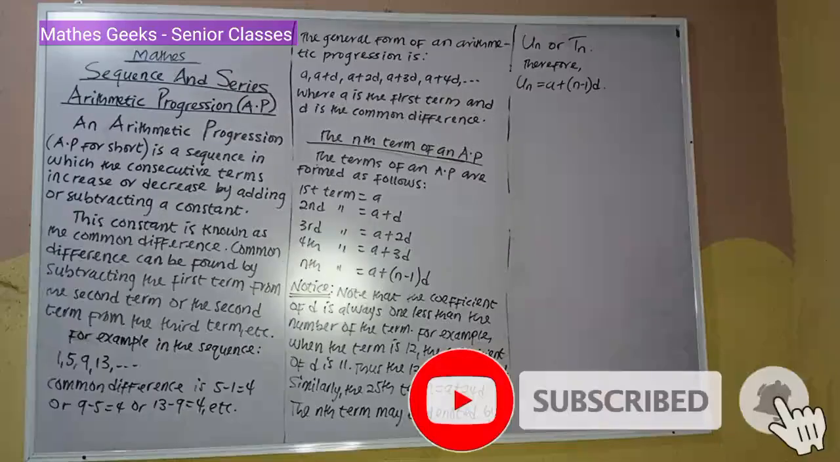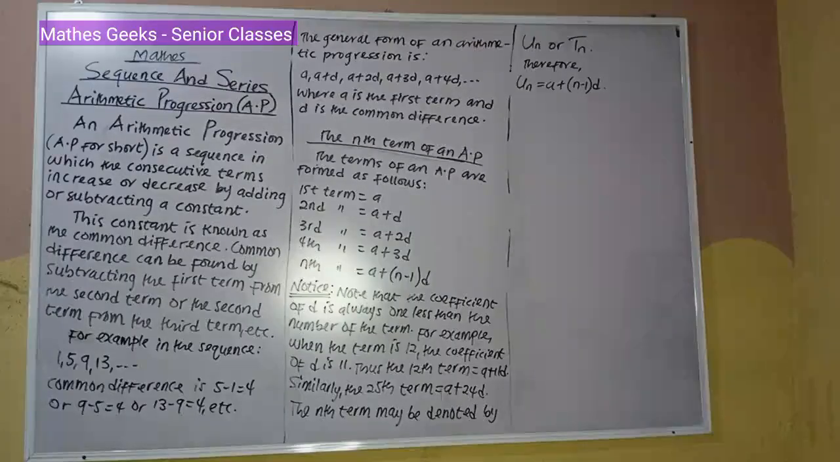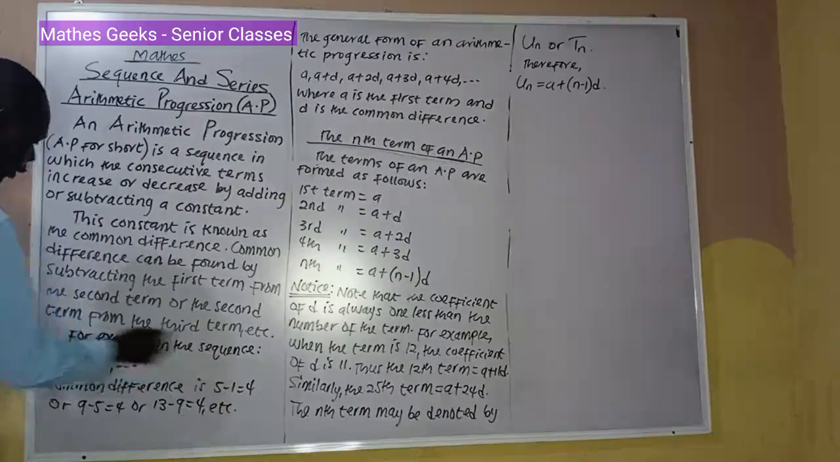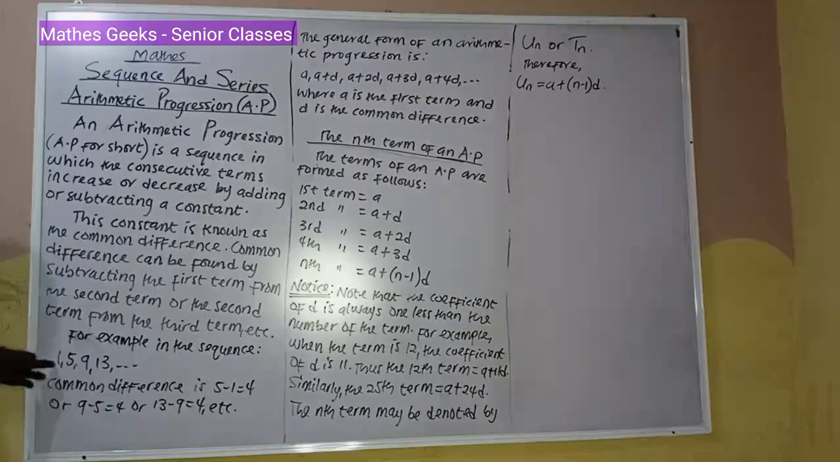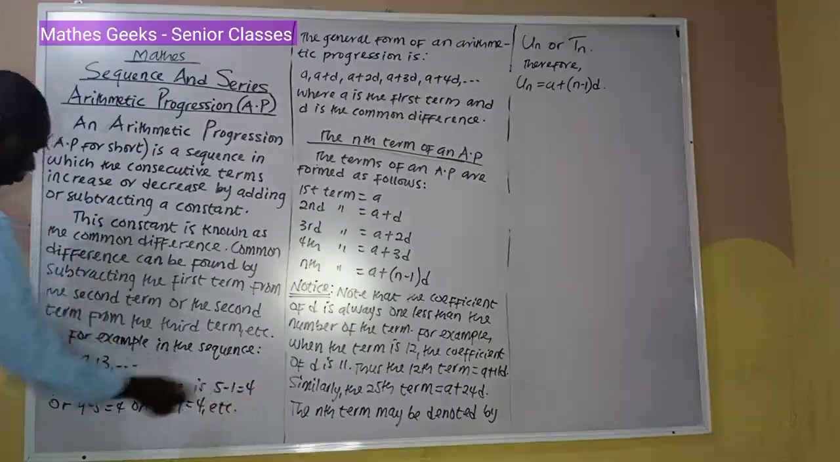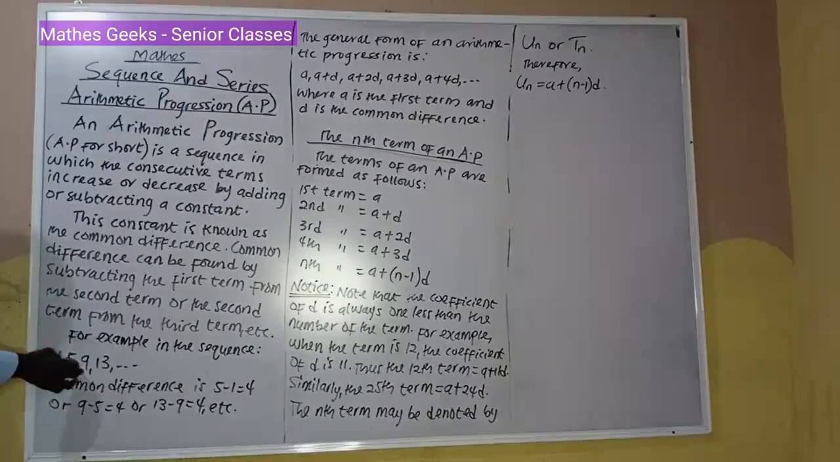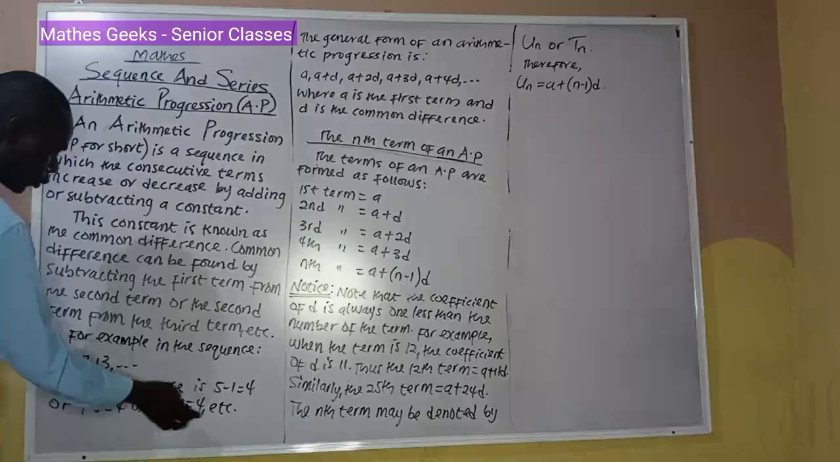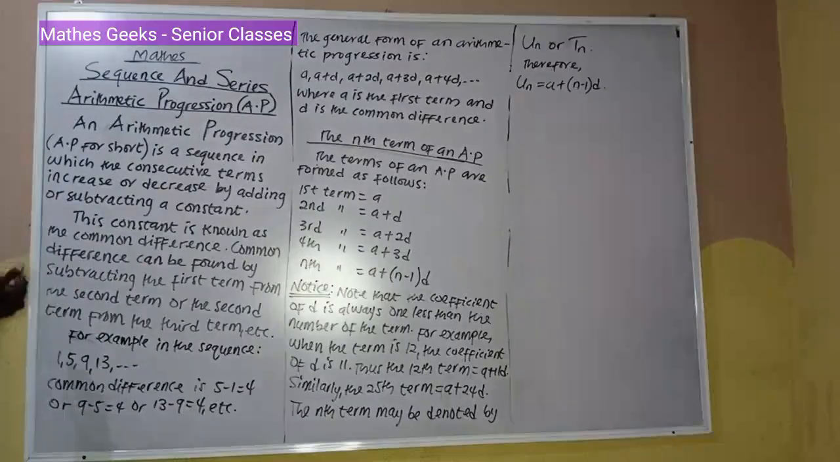Common difference can be found by subtracting the first term from the second term or the second term from the third term, etc. For example, in the sequence 1, 5, 9, 13, the common difference is 5 minus 1, which is the first term. You subtract the first term from the second term, you get 4. Or if you subtract the second term from the third term, that's 9 minus 5, you have 4. And then if you subtract the third term from the fourth term, which is 13 minus 9, you also have 4. This tells us that 4 was added. 4 is the number that was being added to the preceding term to get the other term.